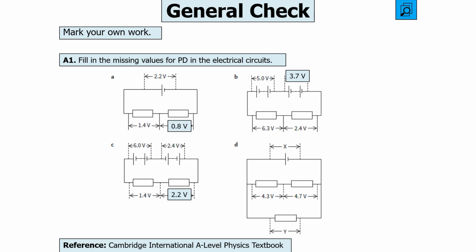And in this one, we know the total PD on that middle branch there, so we know it will be 9 volts, so it's 9 volts on the top one and 9 volts on the bottom.